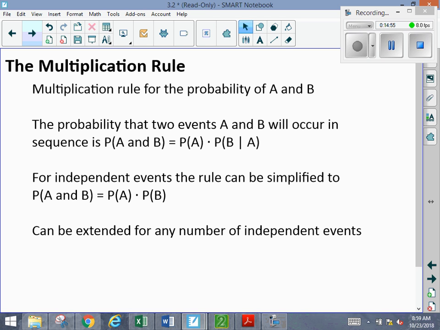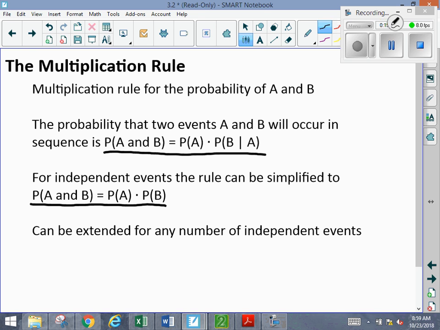The multiplication rule. It tells us that we can find a probability by multiplying the probability that A occurs times the probability that B occurs, given A occurs as well. That's what that says. I just said that in human words. And this is for events that are dependent. If your events are independent, it's much easier. All you have to do is multiply the probability of one thing times the probability of the other.